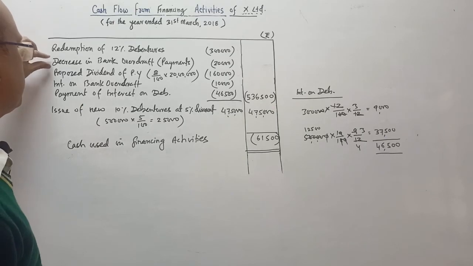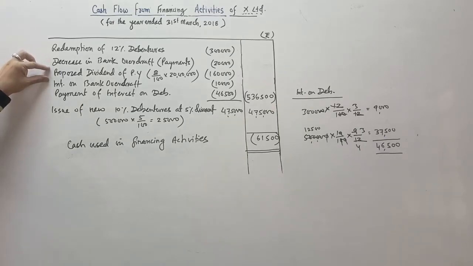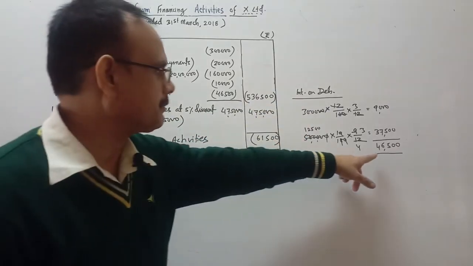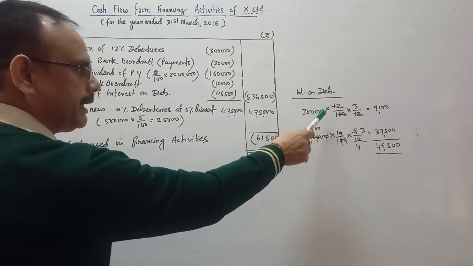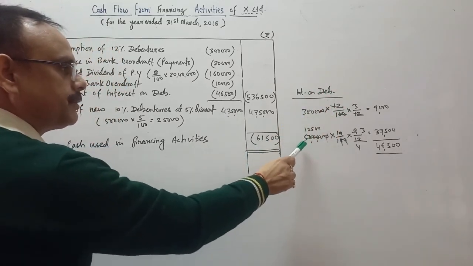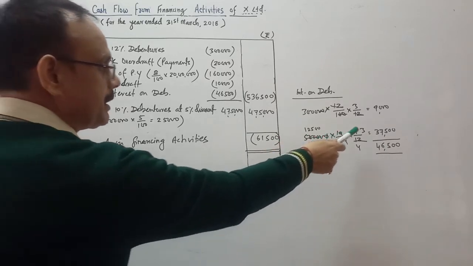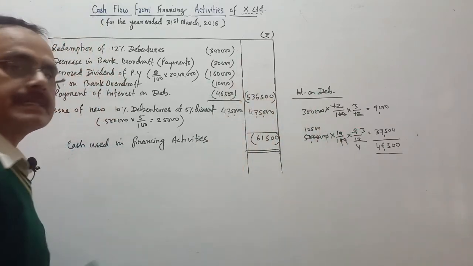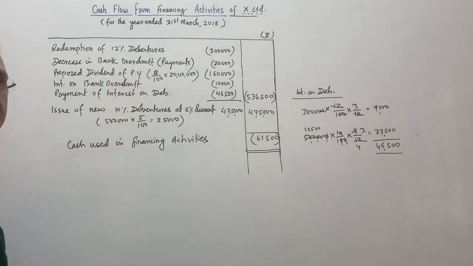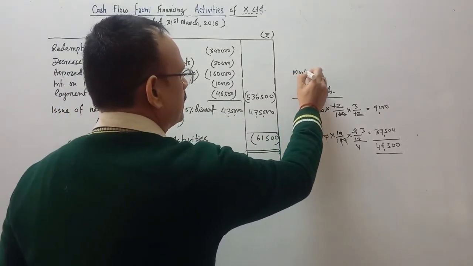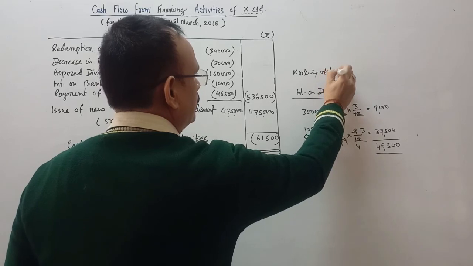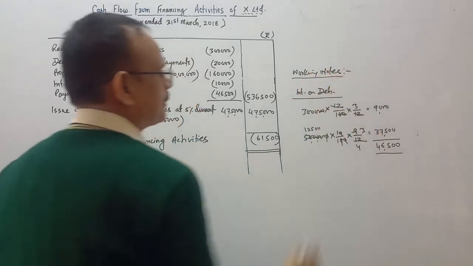Redemption of debenture, decrease in bank overdraft, proposed dividend of the previous year paid, interest on overdraft paid, payment of interest on debenture. This payment of interest on debenture is 46,500. One debenture which is redeemed on 1st July, interest will be calculated for 3 months. Another debenture which is issued on the same date, the interest will be calculated for 9 months. Rate of interest on this is 10%. So total 46,500 is the payment of interest. This is coming under working note. Is it clear? Working notes.